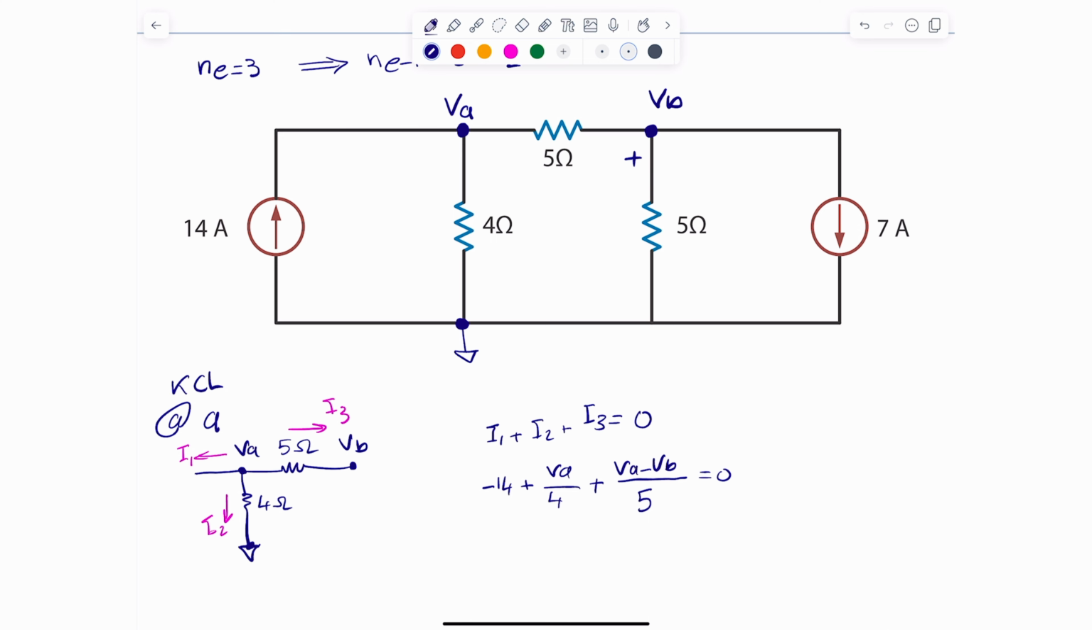As it turns out, this is actually our first nodal analysis equation. It includes VA, it includes VB, and that's about it. That's what I'm after. I'm after equations that include VA and VB. Of course, I need another one, which we'll get from the VB in here.